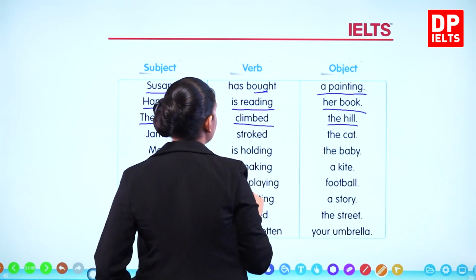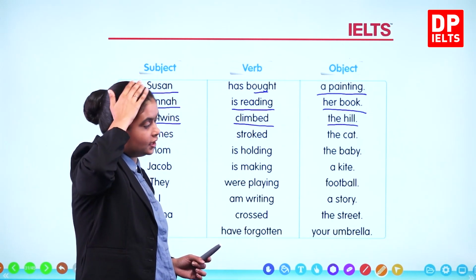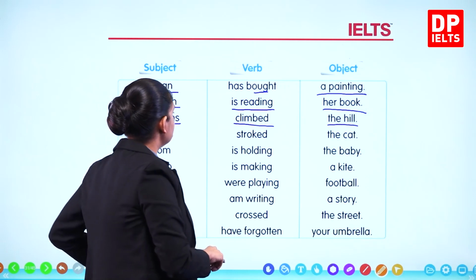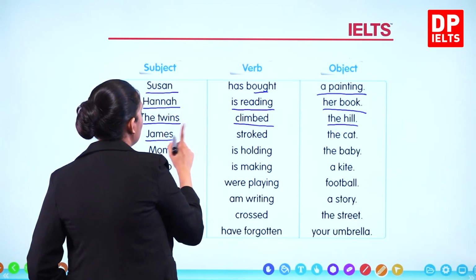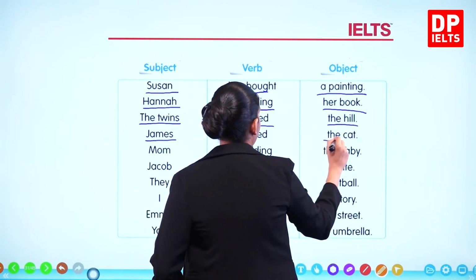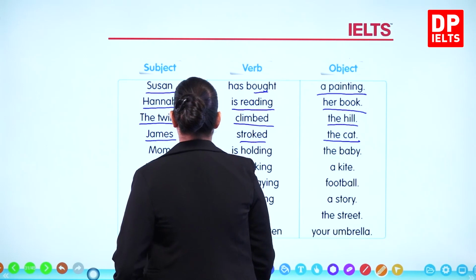James stroked the cat. What do you mean by stroke? Just touch its head. That gentle touching is stroking, right? Who stroked the cat? James. Who did he stroke? The cat. What was his action? Stroking.